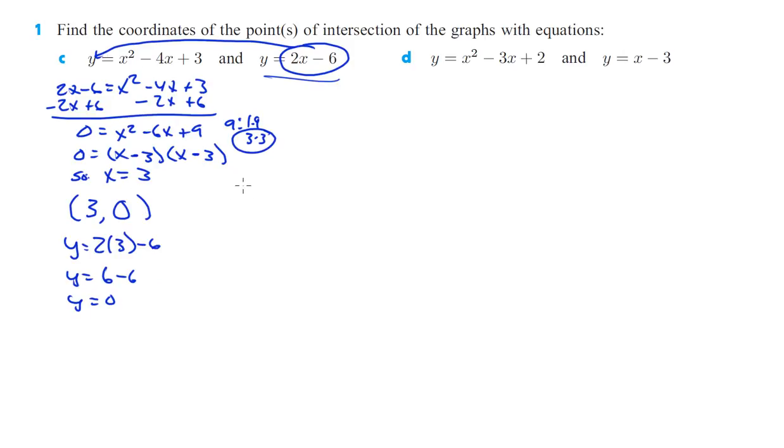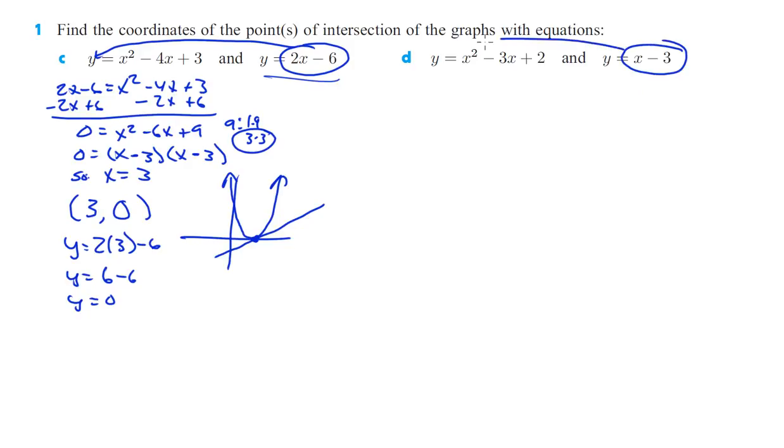So really what this means here, if we're going to graph it, which we don't have to, is that this graph here is going to look something like this. And then our equation, the other one's going to look like that. So it's only going to intersect right there at one point. Okay, since it's a parabola and a straight line, it's just going to hit just down at one little spot there. Okay, let's try D.